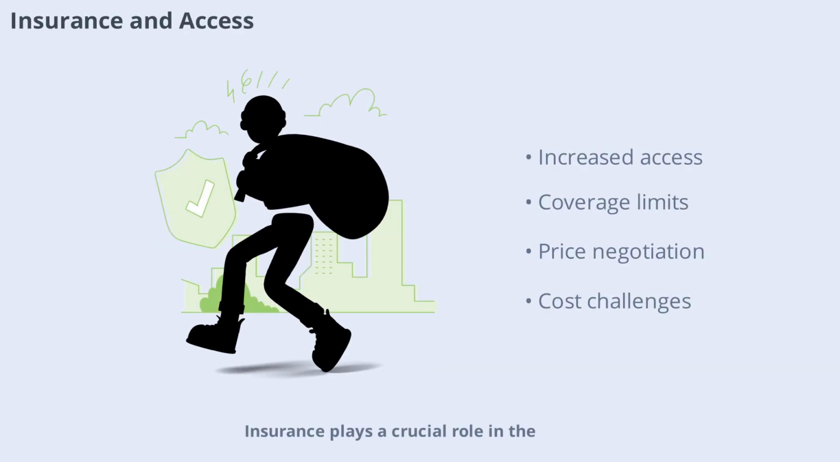Insurance plays a crucial role in the medical market by affecting both supply and demand. With insurance, more people can afford care, increasing demand. However, insurance companies also negotiate prices and set coverage limits, influencing what services are available. The balance between access and cost is a constant challenge in healthcare systems worldwide.